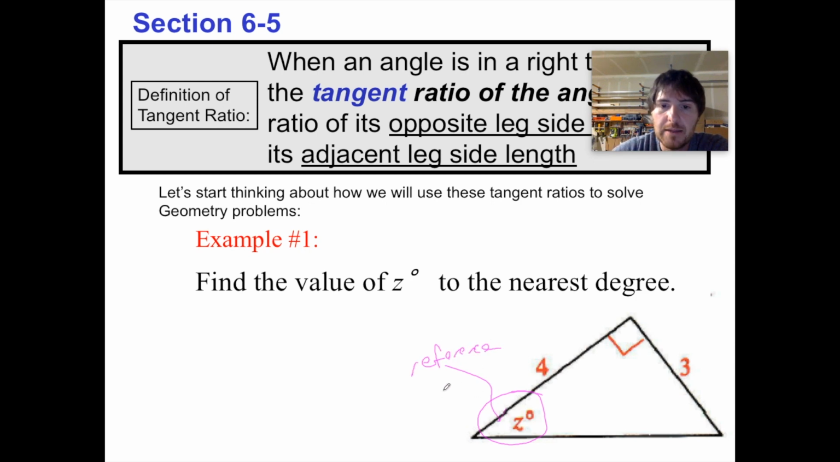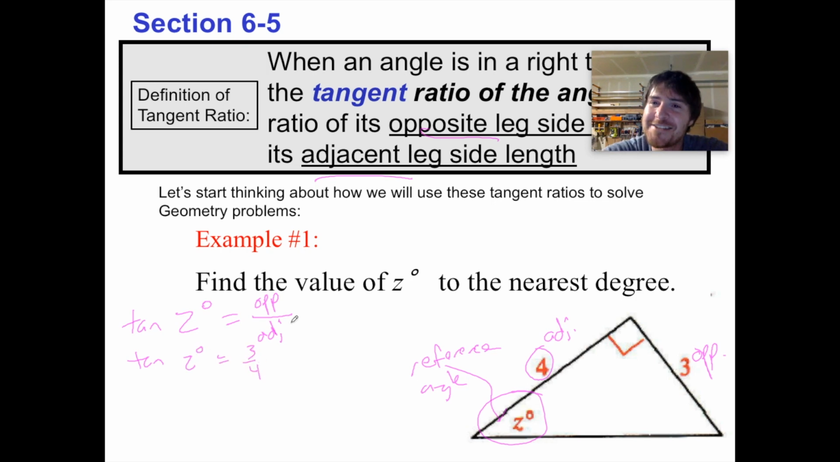How would I do a problem like this? Well, I'm going to be using the tangent ratio. Tangent of z degrees is going to equal, remember, tangent of anything is its opposite over adjacent ratio. So if this is my reference angle for z degrees, I'm going to take what's opposite, which is 3, and put it over what is adjacent, which here is 4. So tangent of z degrees would equal 3 over 4.